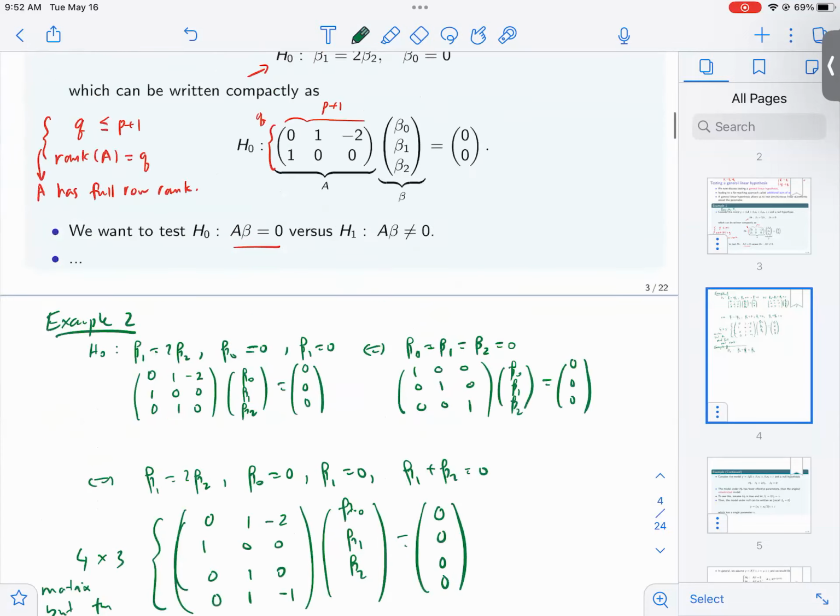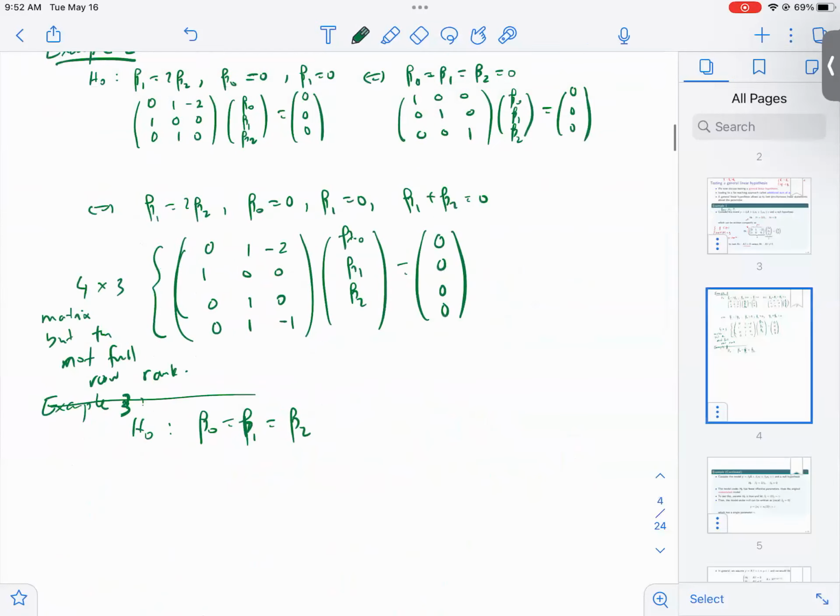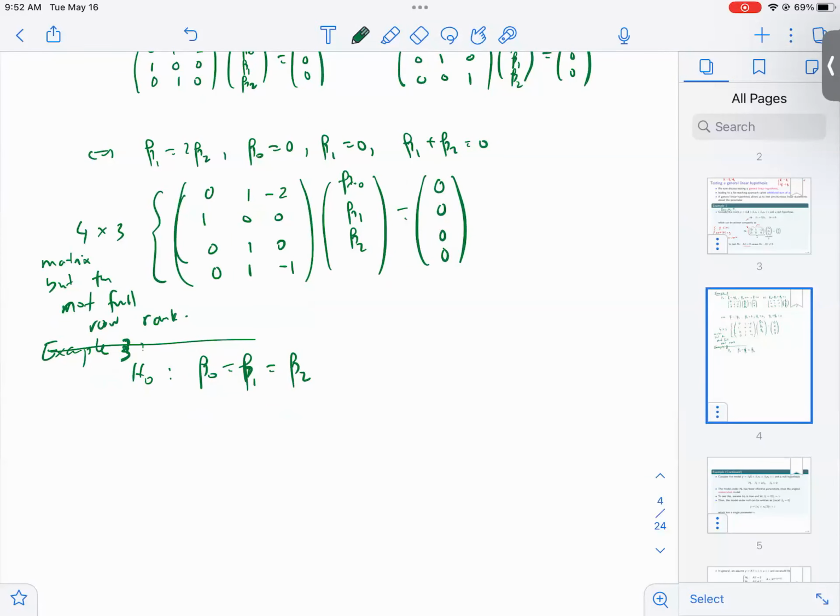So we have 3 coefficients, beta 0, beta 1, beta 2, and this is my null. This would be, for example, equivalent; I can do it differently. Like beta 1 is equal to beta 0, beta 1 is equal to beta 2. That's one way of writing it.